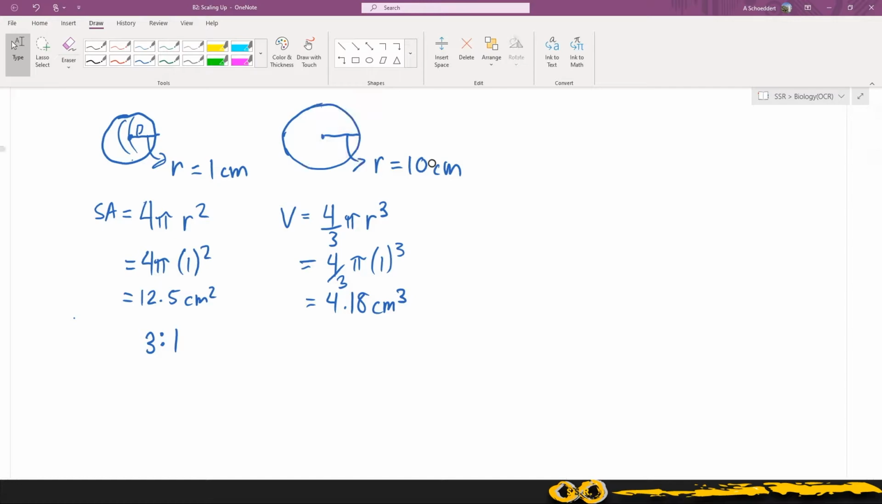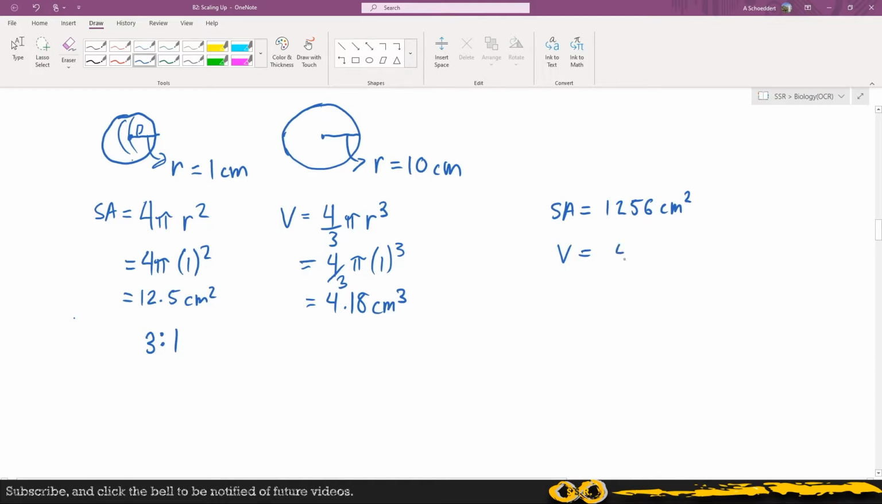And now we can repeat those calculations for the next sphere. We would have a surface area in the next sphere of 1,256 centimeters squared, and we'd have a volume here of 4,189 centimeters cubed, and this gives us approximately a 1 to 3 ratio. If you think about these two ratios and you think about how diffusion is going to happen, diffusion will be much, much slower in this case.